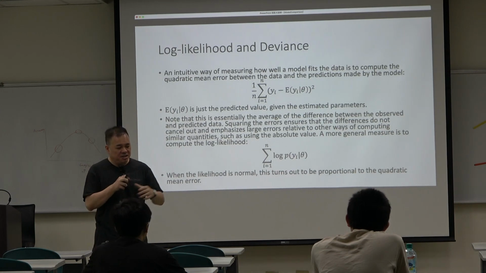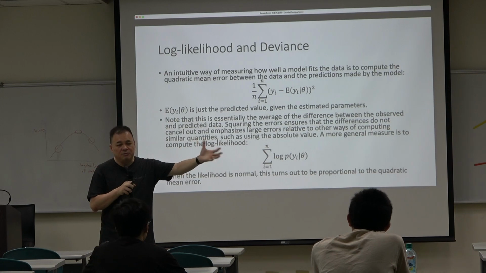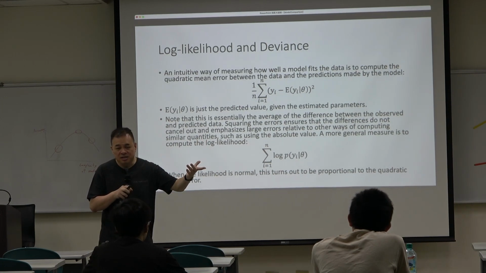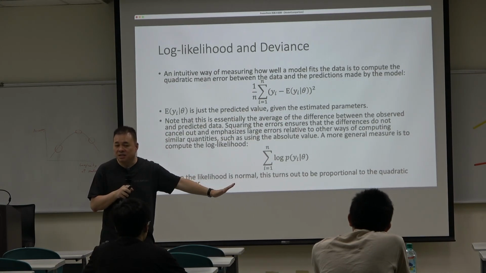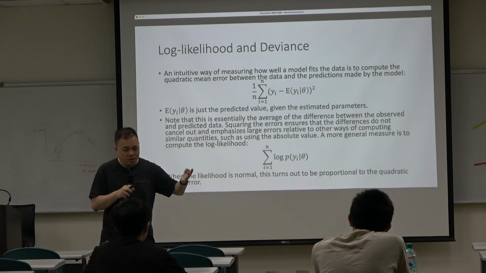For example, if this is the error, positive, the other one is negative. You don't want to simply add up these two values because they will cancel out each other, right? So we use square so that everything tends to be positive, right? That's perfect. The errors do not cancel out each other.